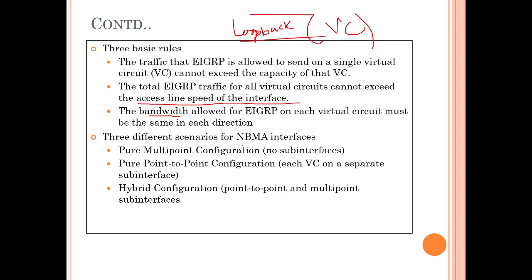And on non-broadcast multiple access interfaces, we can configure it in three ways. One is multi-point configuration, one is point-to-point configuration, and the third one is point-to-point and multi-point, which means you mix those two together.